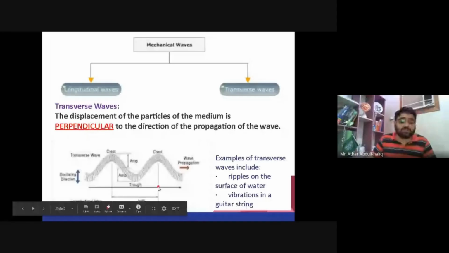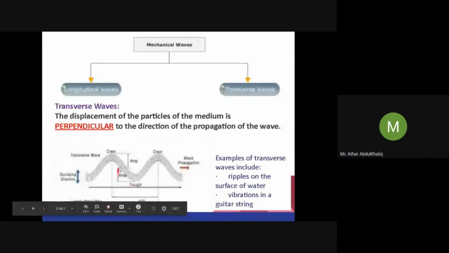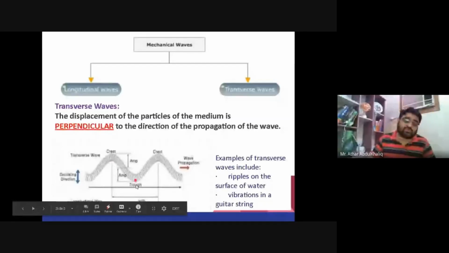Also, we discussed that the upper portion of these waves is called the crest, and the lower portion is called the trough. One crest and one trough combined is called the wavelength, or crest to crest, trough to trough is called the wavelength. The maximum height from the mean position to the crest is the amplitude, or from the mean position to the trough is also the amplitude. So from crest to trough is equal to 2 amplitudes.